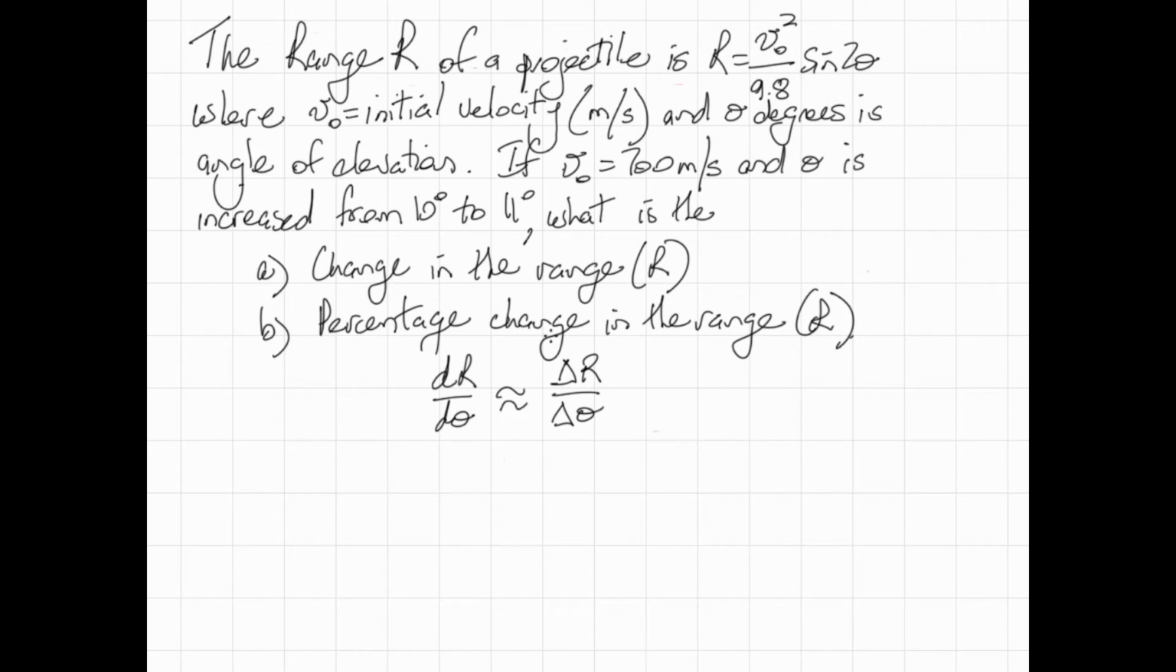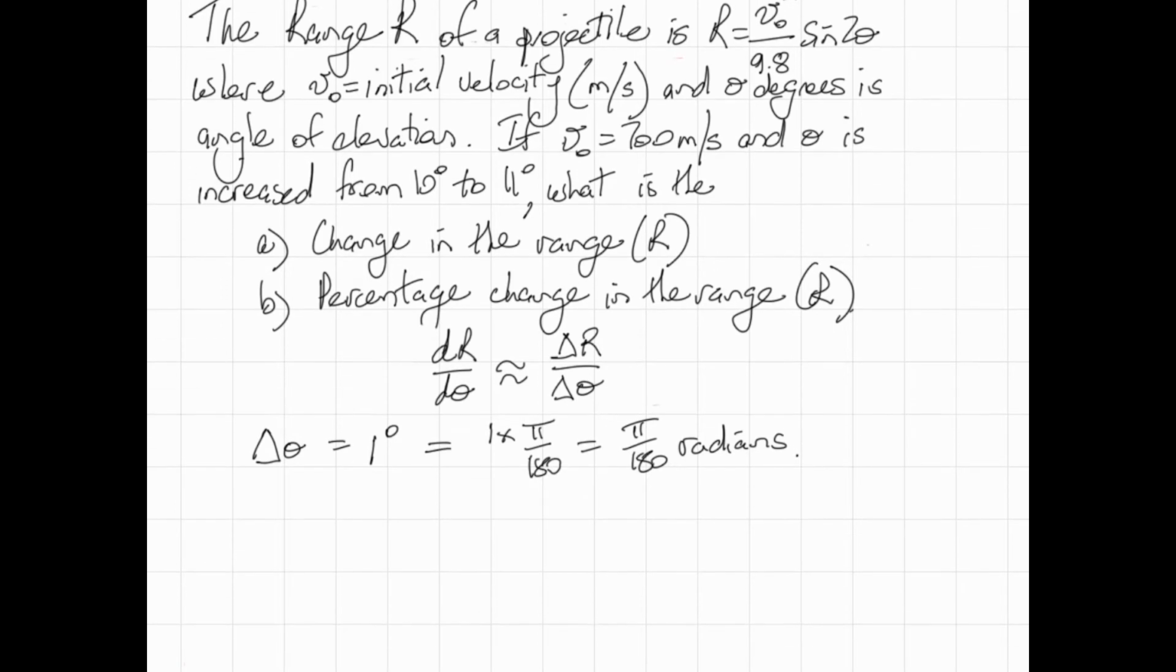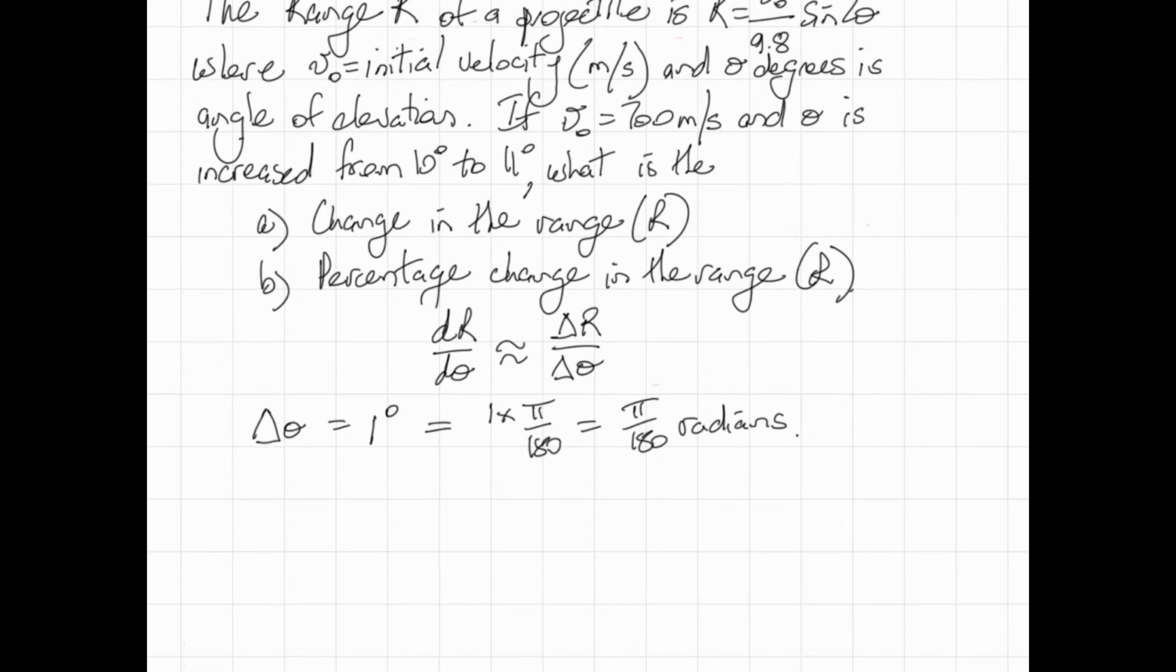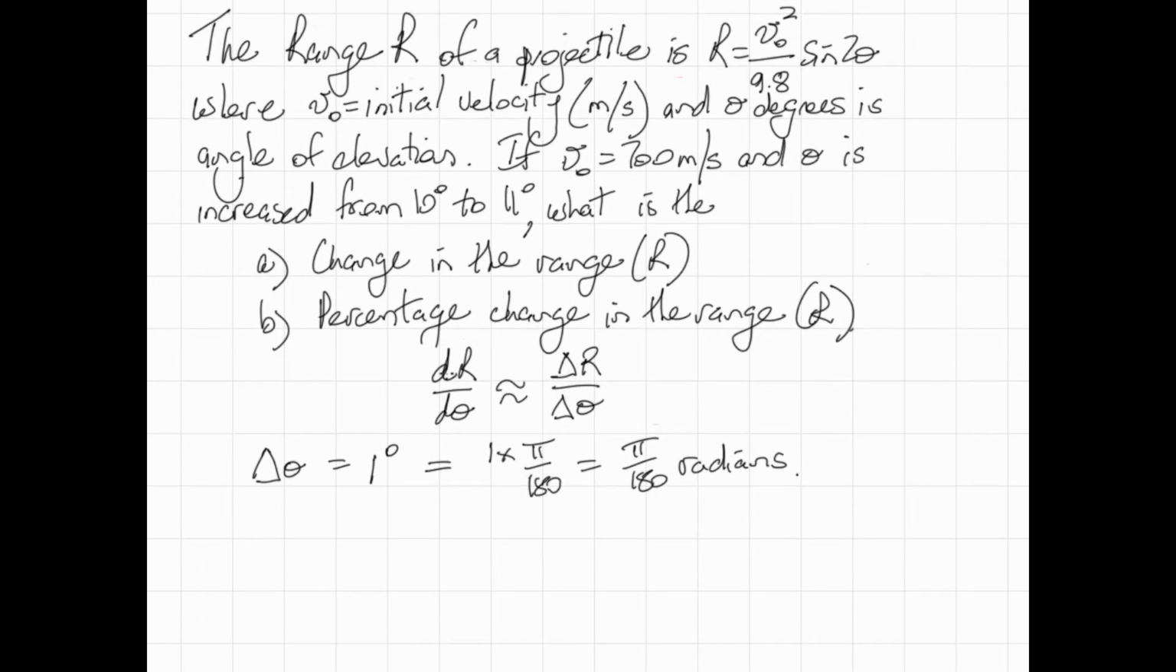So we need to convert our delta theta, which is from 10 to 11, so it'll be 1 degree, and we need to convert that into radians. To convert degrees to radians you multiply by pi over 180, so that's 1 times pi over 180 equals pi on 180 radians. So with this you can put your calculator into radian mode, and so we've got to find dr d theta.